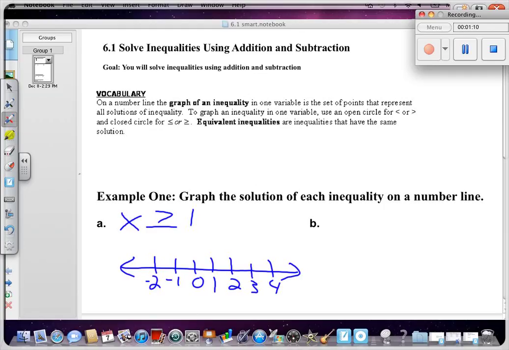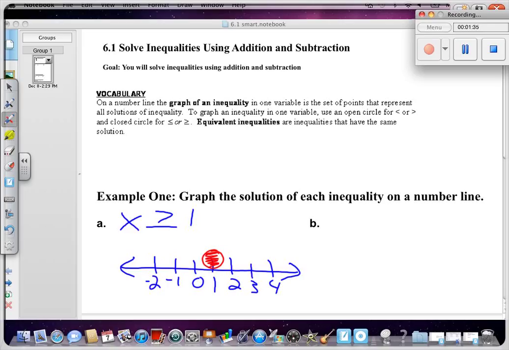Okay, it says x is greater than or equal to 1. So I'm going to put my circle over what number? 1. Okay, now here's the test. Is it an open circle or a closed circle? It is closed, and you know it is closed because it's underlined. If there's a line under it, you fill in the circle. If there's no line under it, you leave it open.